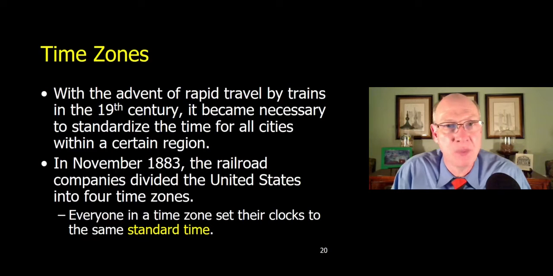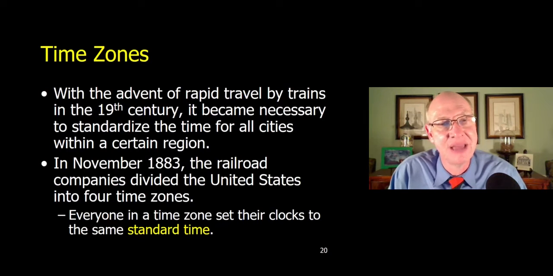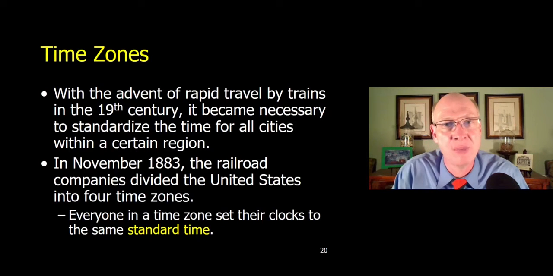Interestingly, up until this point, every city in the world kept their own time. And it didn't really matter, right? If you lived in the early 19th century, the early 1800s, in the United States, it didn't matter that the time in Richmond was a few minutes different than the time in Charlottesville, which was a few minutes different than the time in New York and a few minutes different than the time in Baltimore.